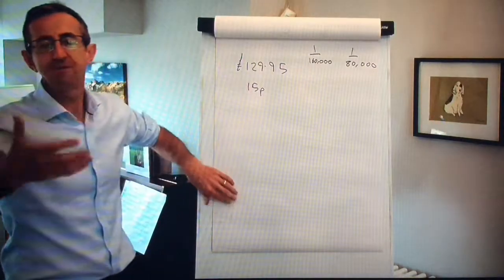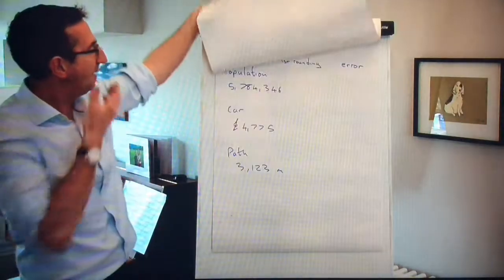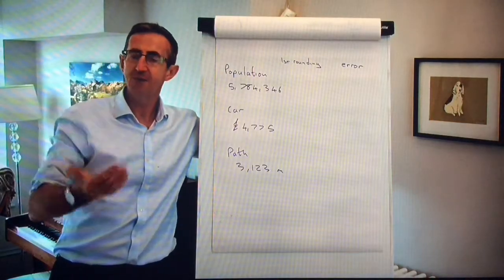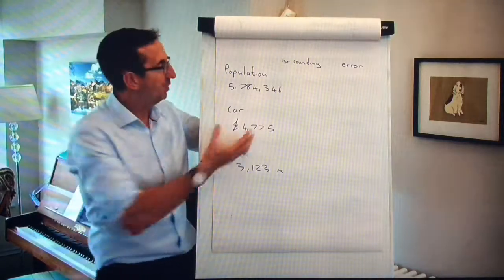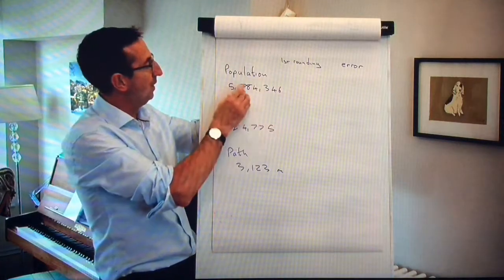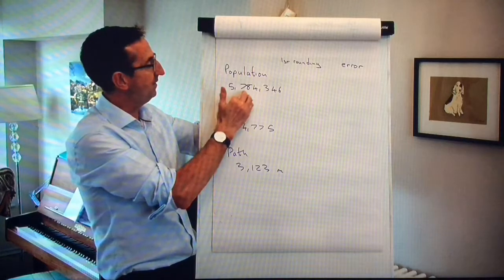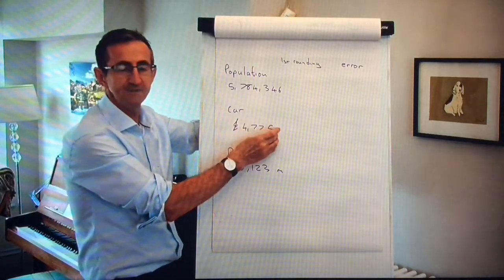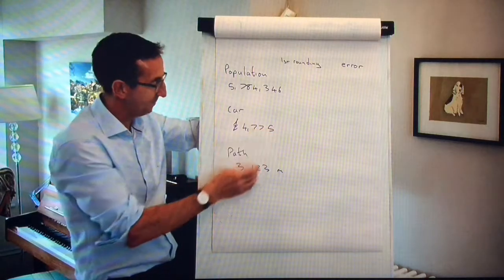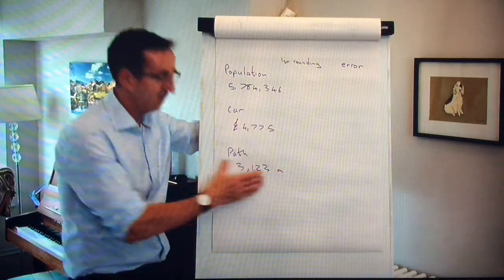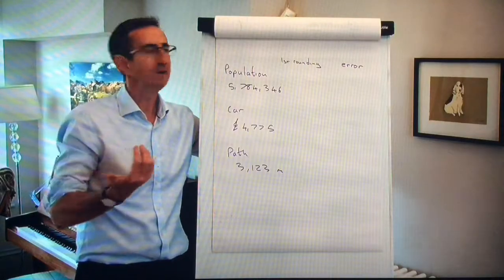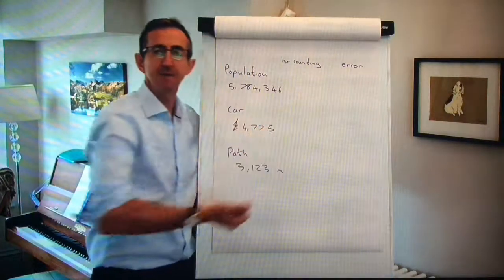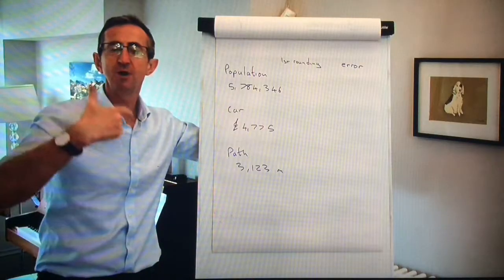And the third part, which is a part sadly often don't get onto, is where you start looking at the size of the error based on the rounding. So you give the children a different scenario: the population of a country is 5,784,346. A car costs 4,775 pence. A path is 3,123 metres long. What I want you to do is round that and work out the error. Then round it in another way and work out the error.